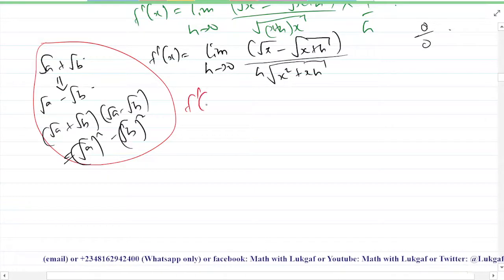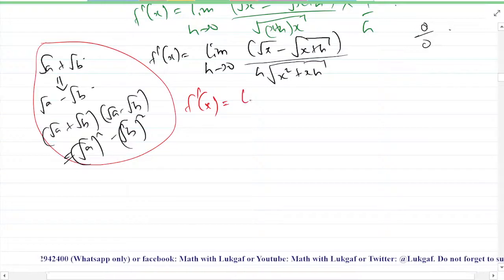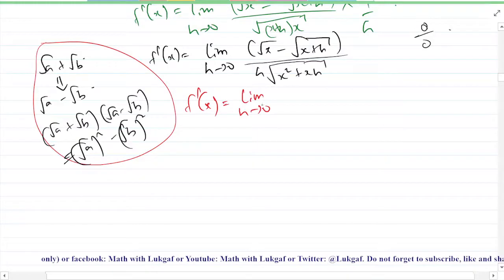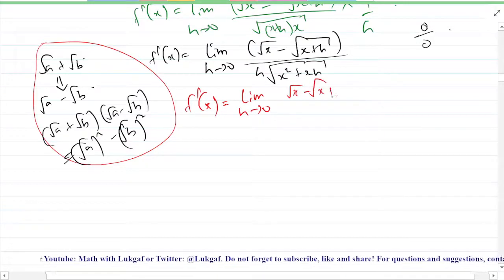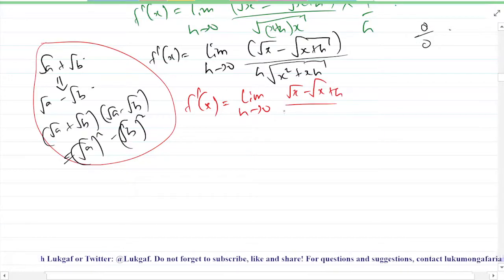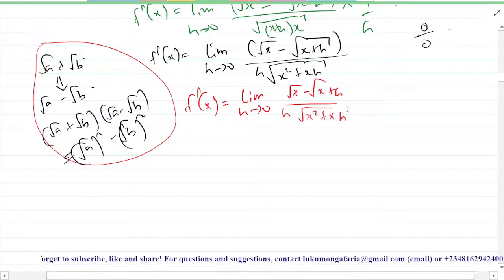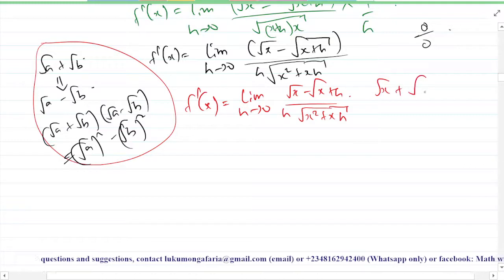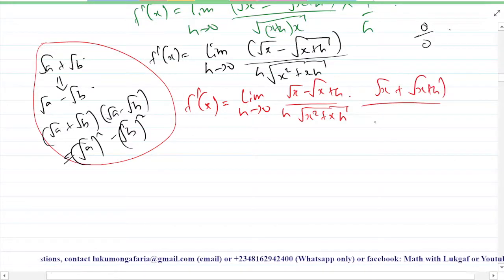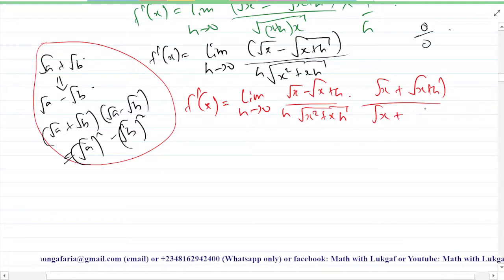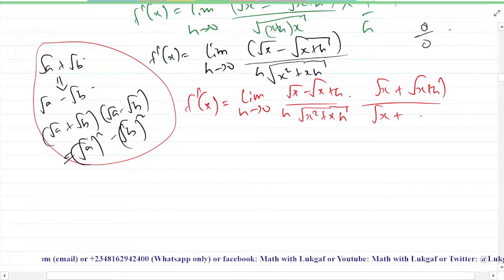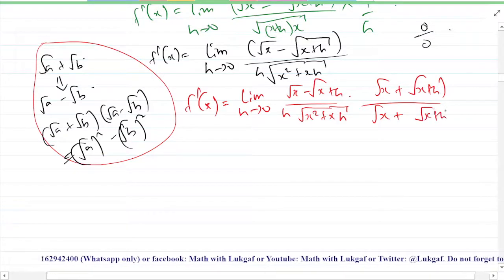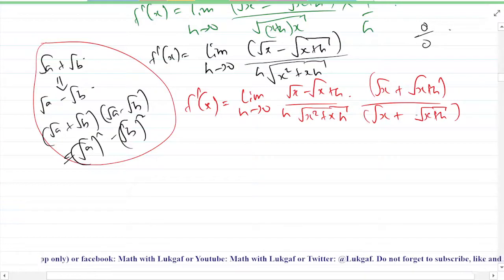So then this one will give you f prime of x, limit as h tends to 0, root x minus root x plus h divided by h times x squared plus xh. So then multiply by root x plus h divided by root x plus root x plus h. What you do for the numerator, you must actually do it for the denominator.